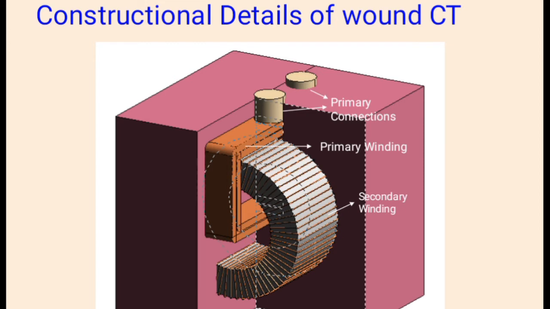Construction details of window type CT. You can see primary has a very long thick conductor, secondary has more number of turns to step down the current. You can see secondary winding has a large number of turns, whereas primary has fewer turns, a single turn. No turn also is there, but we are representing a single turn.